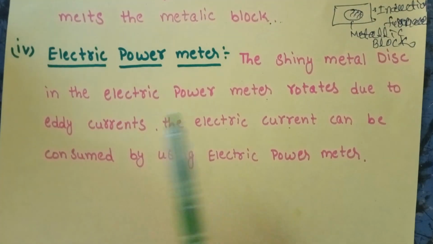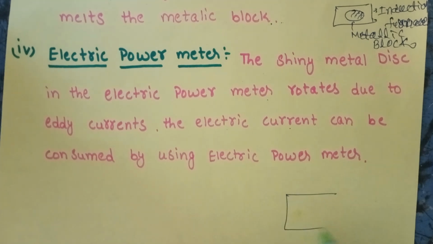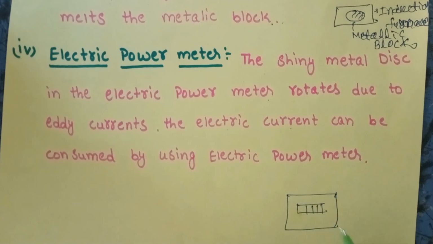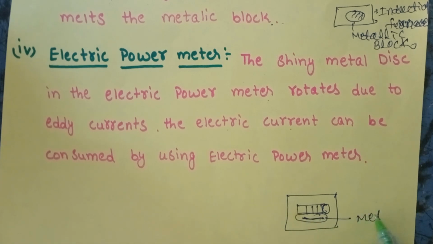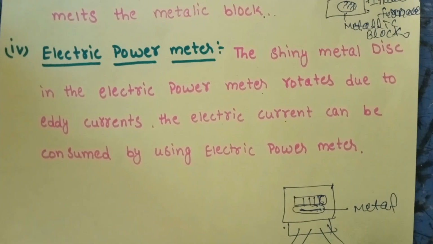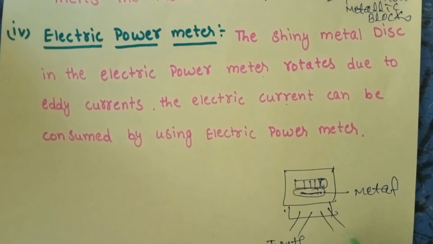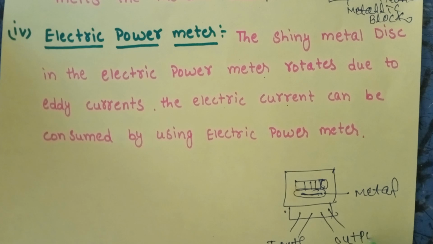Last, electric power meter. In olden days, the electric power meter, you can observe it better. Here numbers are visible to you, and downside one shiny metal disc is rotated, and two inputs, two outputs, and two wires are outputs.